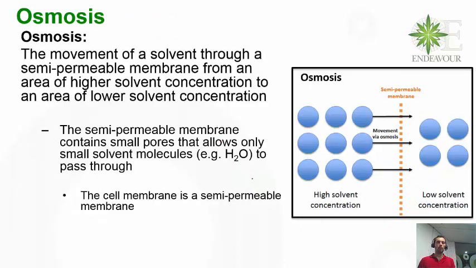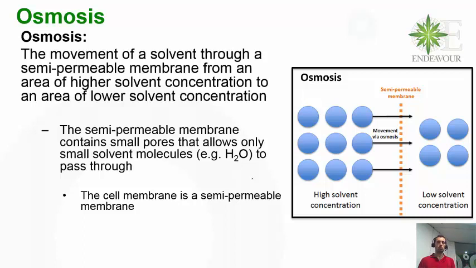So the last topic we're going to have a look at is osmosis. So osmosis basically describes the movement of solvent through a semi-permeable membrane, and this moves from a concentration of that solvent from high to low. So essentially we have solvent moving from high concentration to low concentration through a semi-permeable membrane.